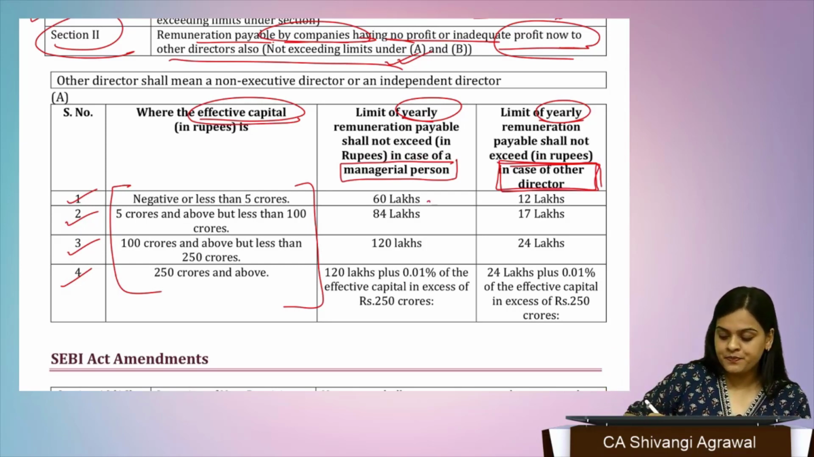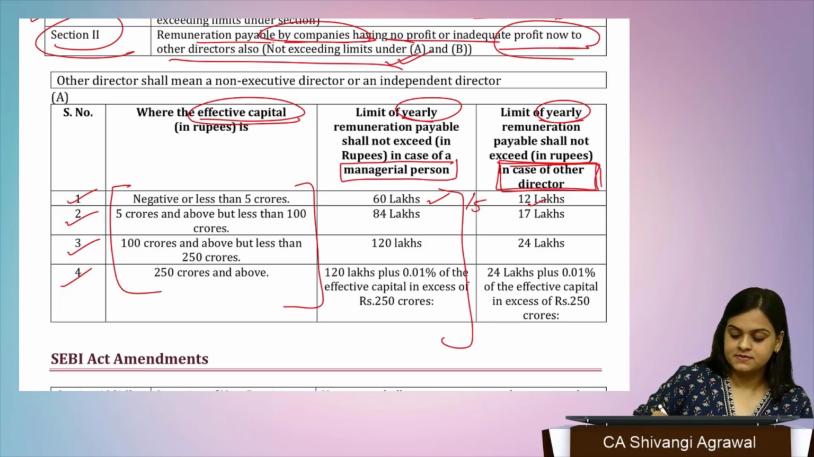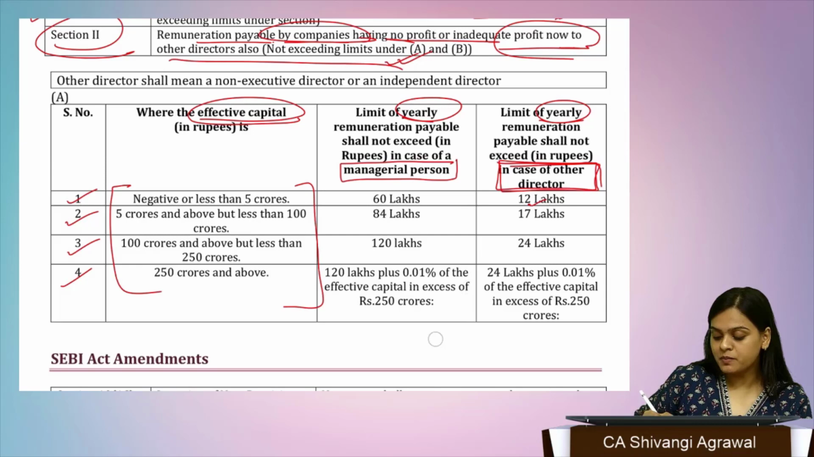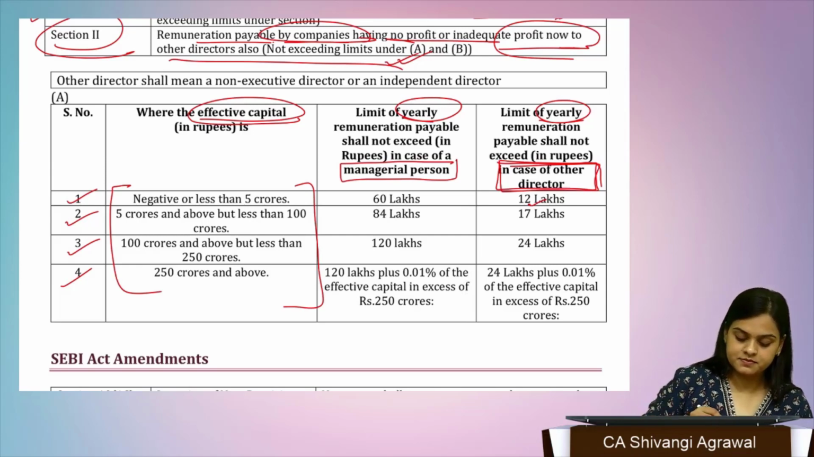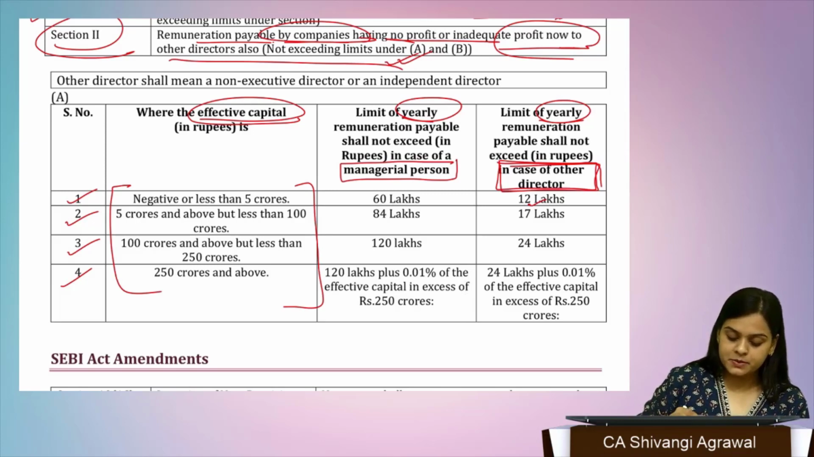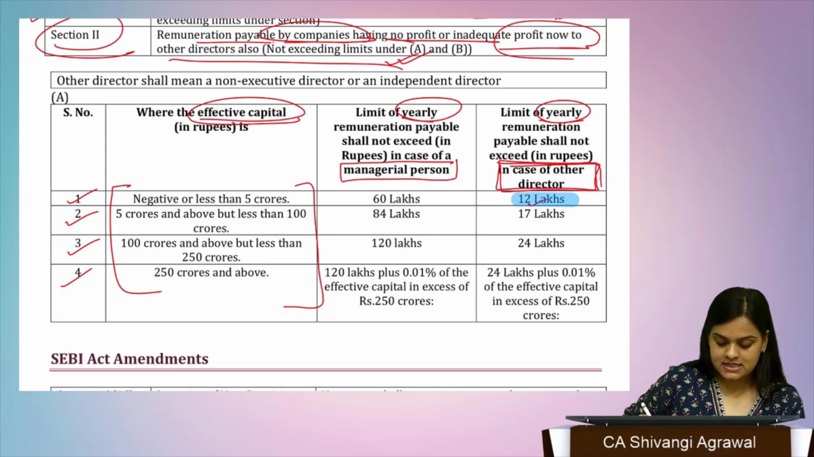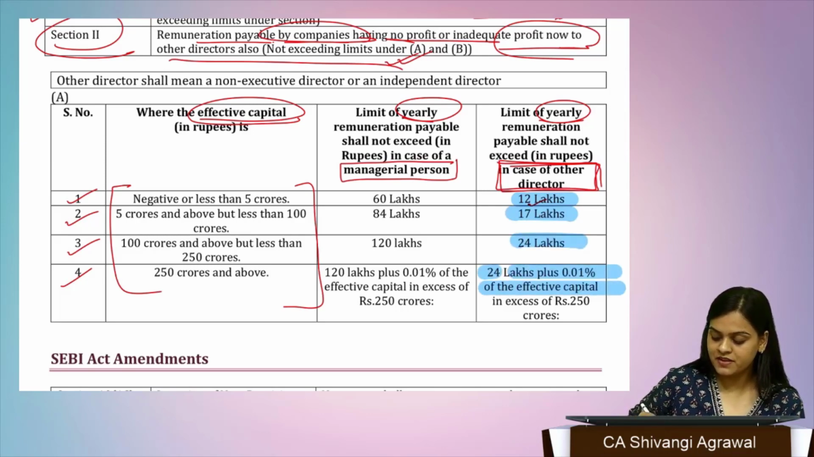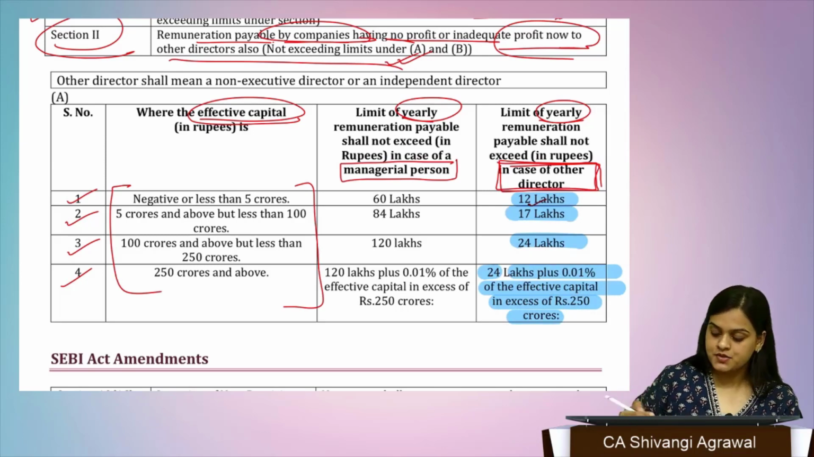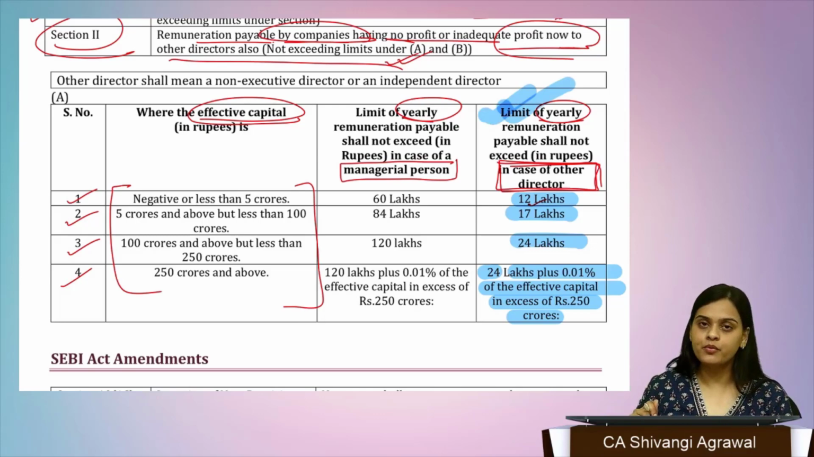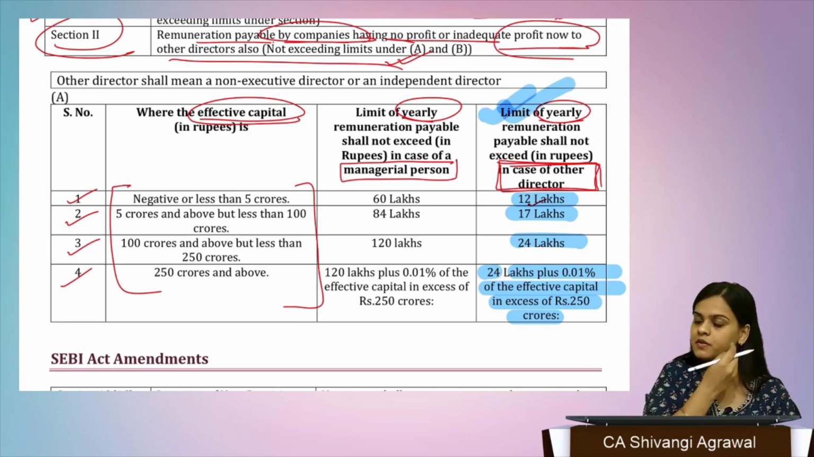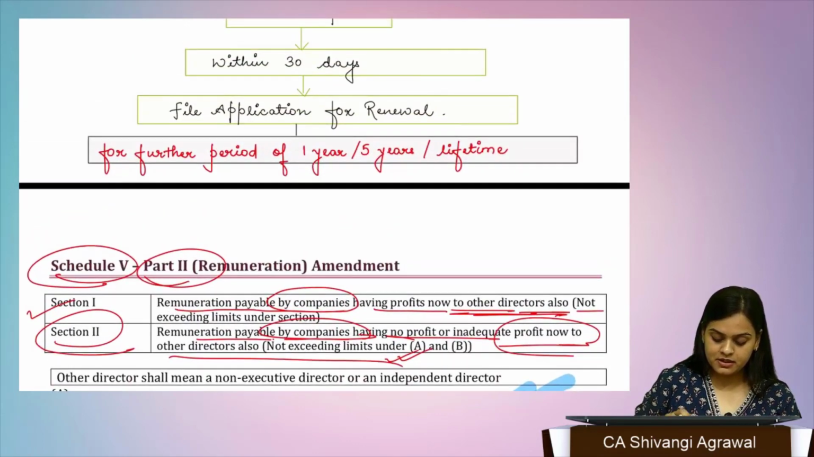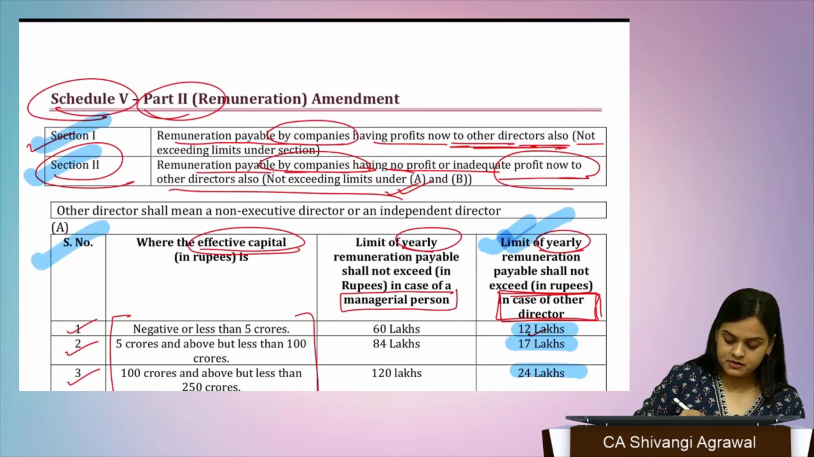The difference is 60 lakhs, 12 lakhs, and all these limits you can divide by 5. 1/5. The good way to remember. Okay. So we have the limits 12 lakhs, 17 lakhs, 24 lakhs, 24 lakhs plus 0.01% of the effective capital in excess of 250 crores. So this is the amendment which you need to remember. The limits you need to remember. Okay. So we have this particular amendment over here, over here, over here.